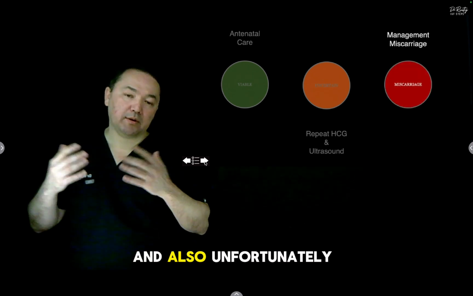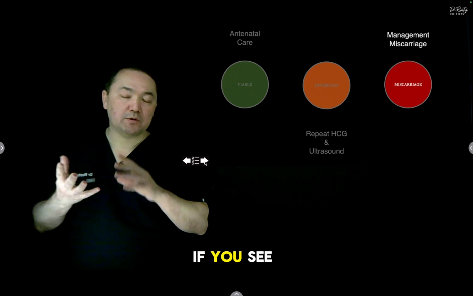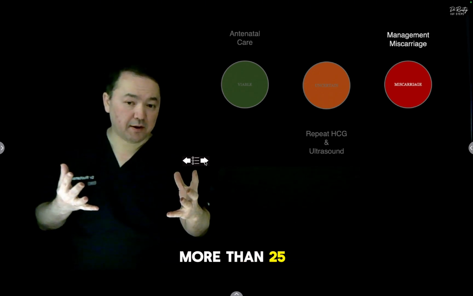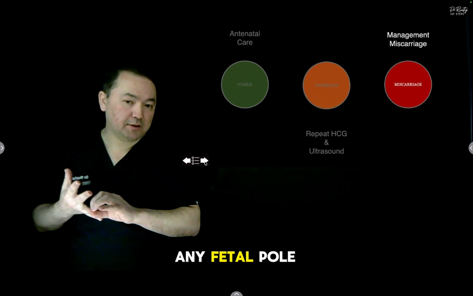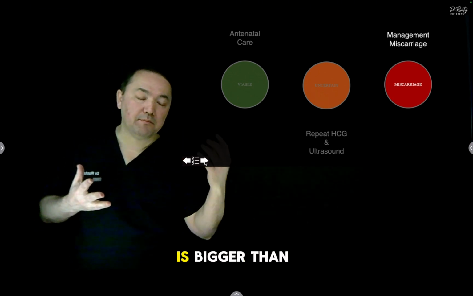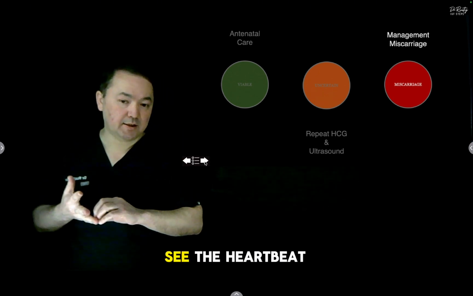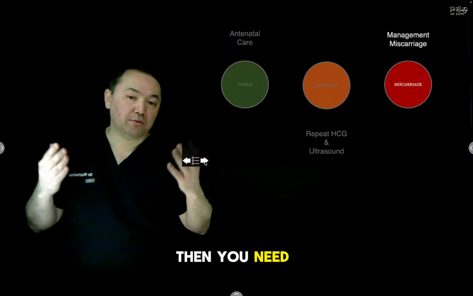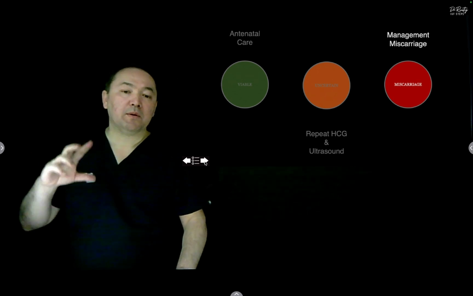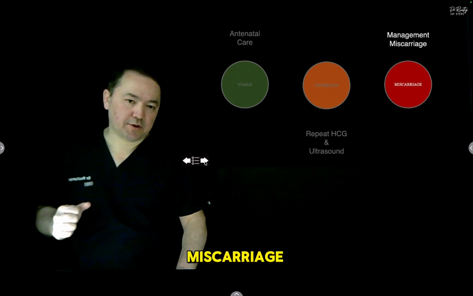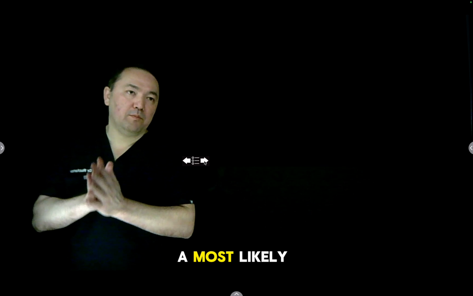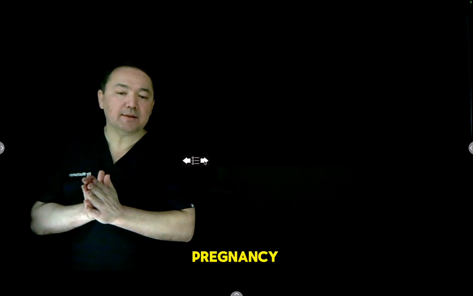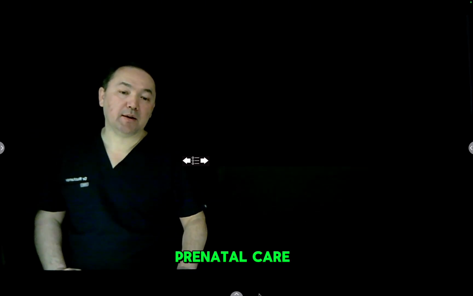And also, unfortunately, if you see a gestational sac more than 25 millimeters and there isn't any fetal pole, or if the fetal pole is bigger than 7 millimeters and you can't see the heartbeat, unfortunately you will be diagnosed with miscarriage. Then you need to be referred to a gynecologist to manage the miscarriage. These are the three outcomes you can get on ultrasound scan. And of course, the most likely outcome is ongoing pregnancy, and then you will be referred to antenatal care.